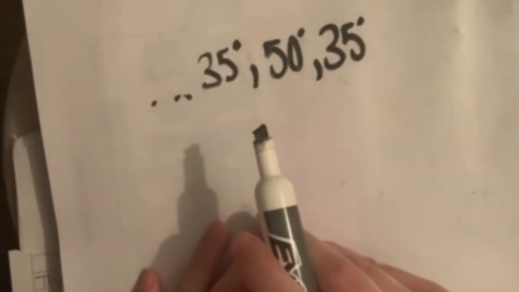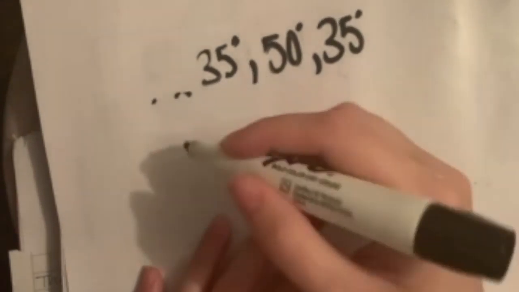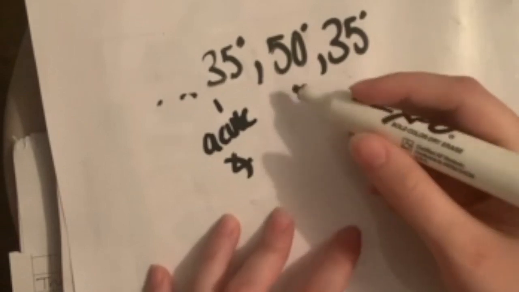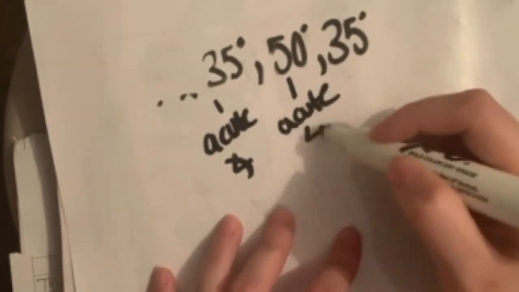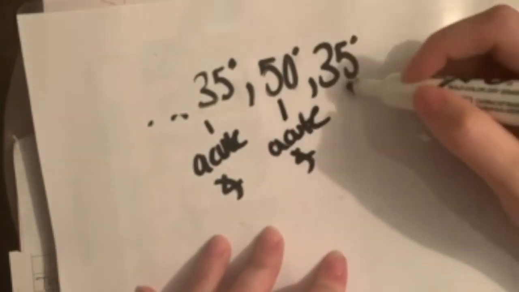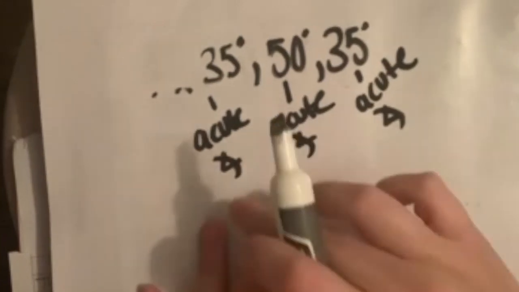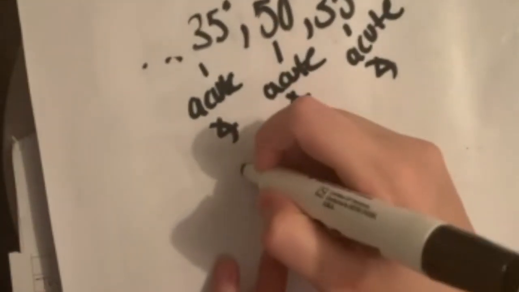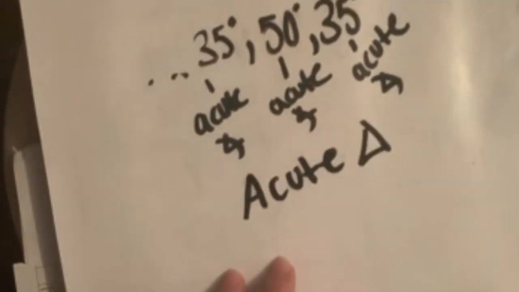35 degrees, is it acute, obtuse, or right? Well, it's less than 90 degrees, so I know that it's an acute angle. Okay? 50 degrees, same thing. Less than 90 degrees, so it's an acute angle. And 35 degrees, another 35, acute angle. So when we have 3 acute angles, we know that this triangle is an acute triangle.